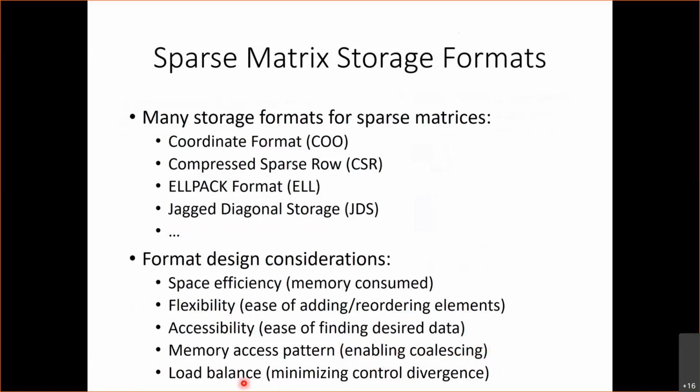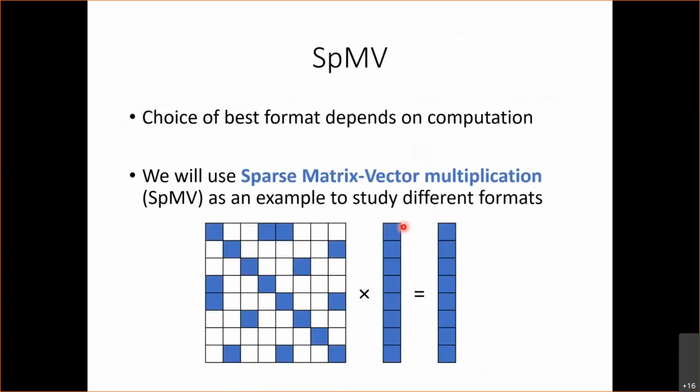And the other is load balance. Do they help with load balance, or in the context of GPUs, do they minimize control divergence? Again, this has to be looked at in the context of a particular computation, and we're looking at it in the context of SPMV. SPMV is where we take a sparse matrix and multiply it by a dense vector to obtain another dense vector. This is the computation that has been guiding our study of the different sparse storage formats in the last lecture and also today's lecture.